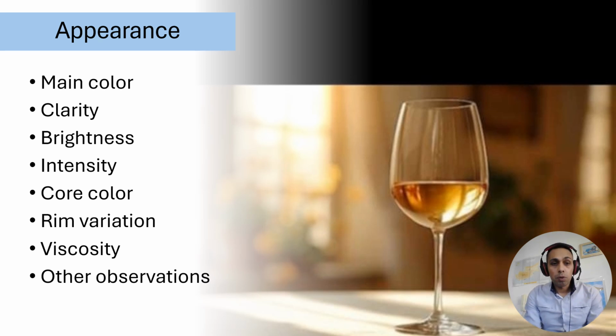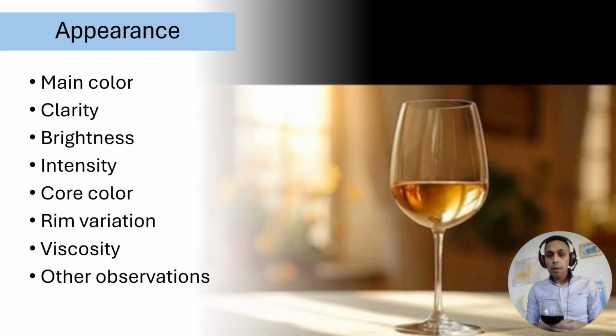Brightness, I'm sure most of you know what brightness is about. Intensity of the color, we have to describe how intense the color is. If it's pale, let's say you tilt the glass and you can see your fingers, it means that it has a pale color. Or moderate color, and if you can't see anything, it means it has a deep color intensity.